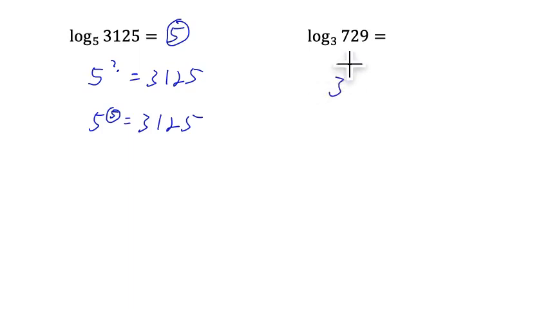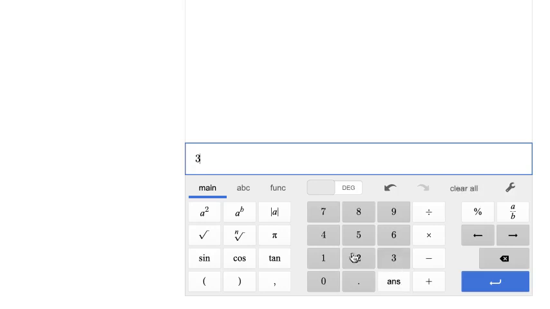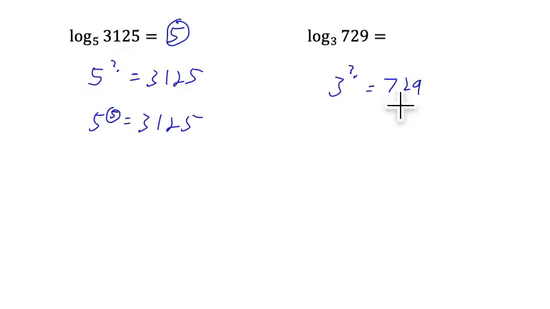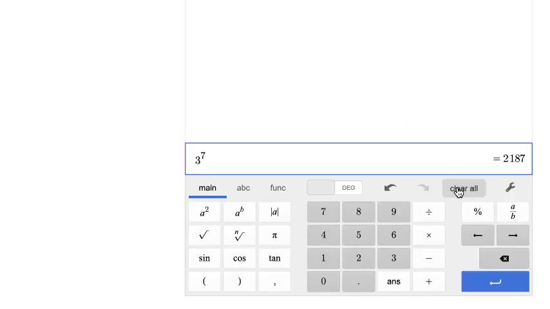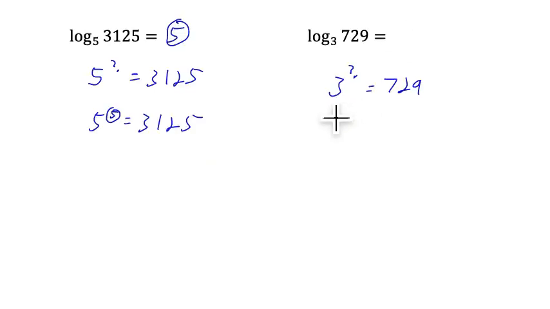Now we're wondering 3 to what power equals 729. Let's try 3 raised to the 7th power. That's too big, 2,187. We just want 729. So let's try 3 to the 6th power. There it is. 3 to the 6th power equals 729. So log base 3 of 729 equals 6. The log equals the exponent.